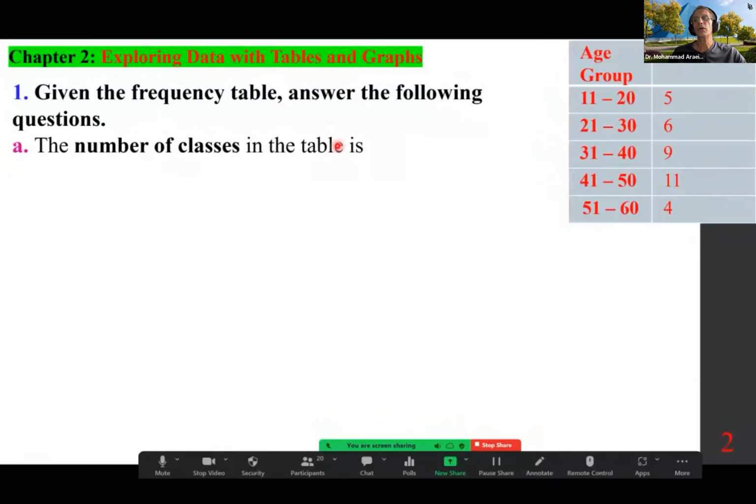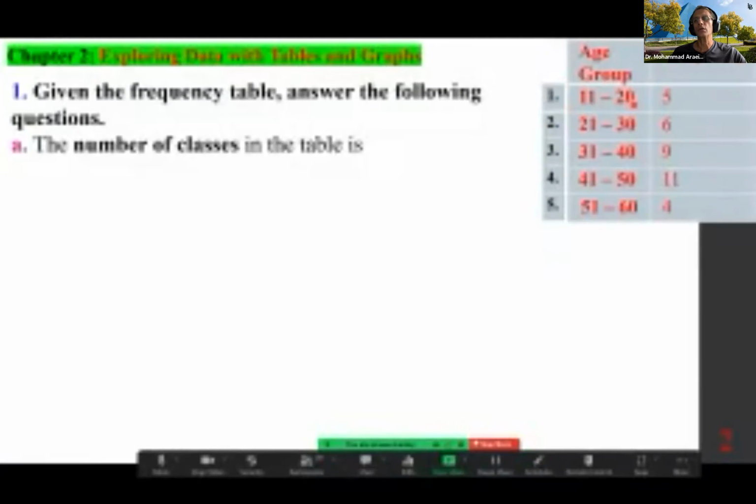So we want the number of classes. So this is one group, second, third, fourth, fifth. Therefore, we have 5 classes.